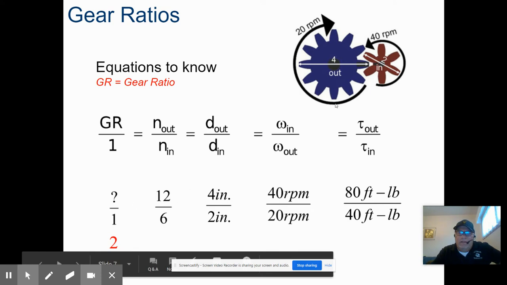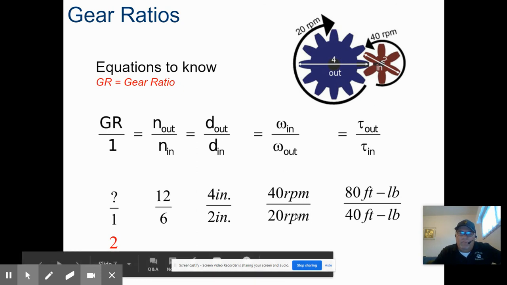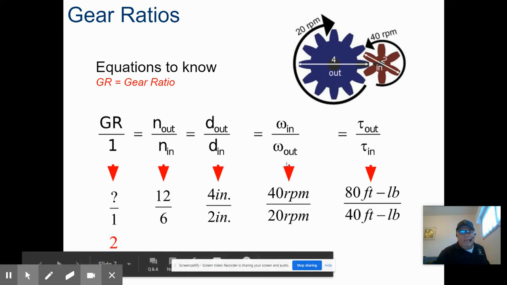Here we have 12 over 6, the number of teeth, the diameter 4 over 2, the angular velocity 40 over 20, in over out. And then our torque, which is out over in, which is 80 foot pounds divided by 40 foot pounds, gives us a 2 to 1 ratio. Okay, and that's right there.